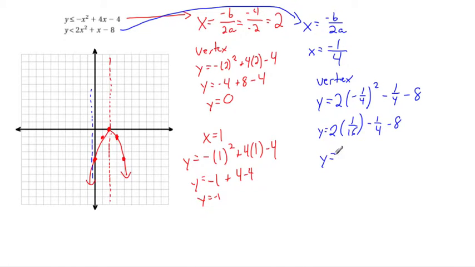Well, 2 times 1/16 is going to give me 1/8, minus 2/4, or 1/4, which is the same as 2/8, minus 64/8. Common denominator, right? So now I can say that y is going to be equal to 1 minus 2, which is negative 1, minus 64 is a negative 65/8.